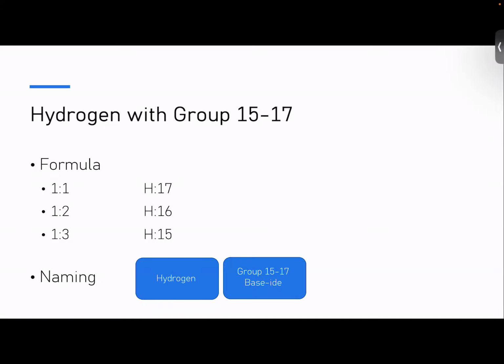Okay. Chlorine is in what group on the periodic table? 17. What charge does chlorine typically have as an ion? -1. +1, -1. Hydrogen to group 17. What charge does oxygen have? -2. Because it's in group 16. +1, -2. It occurs in a 1-to-2 ratio.